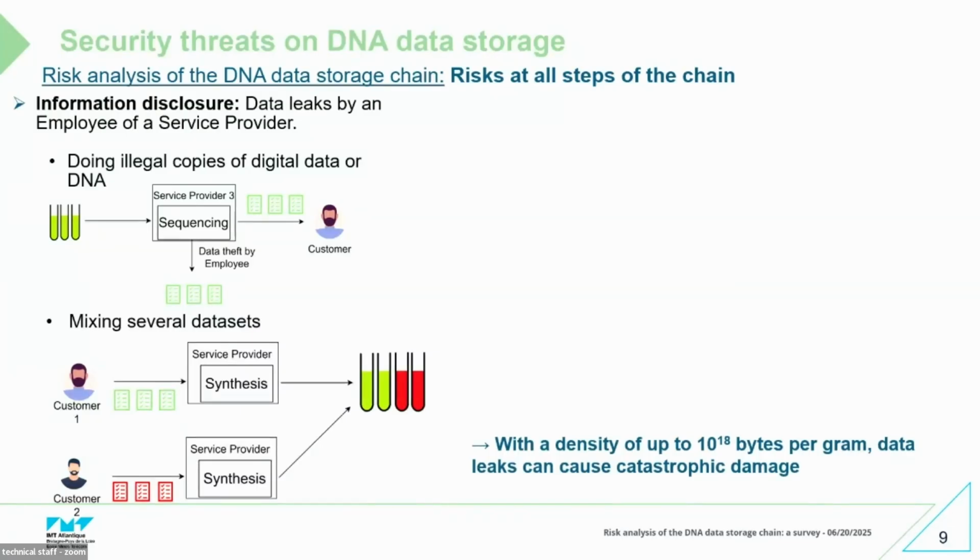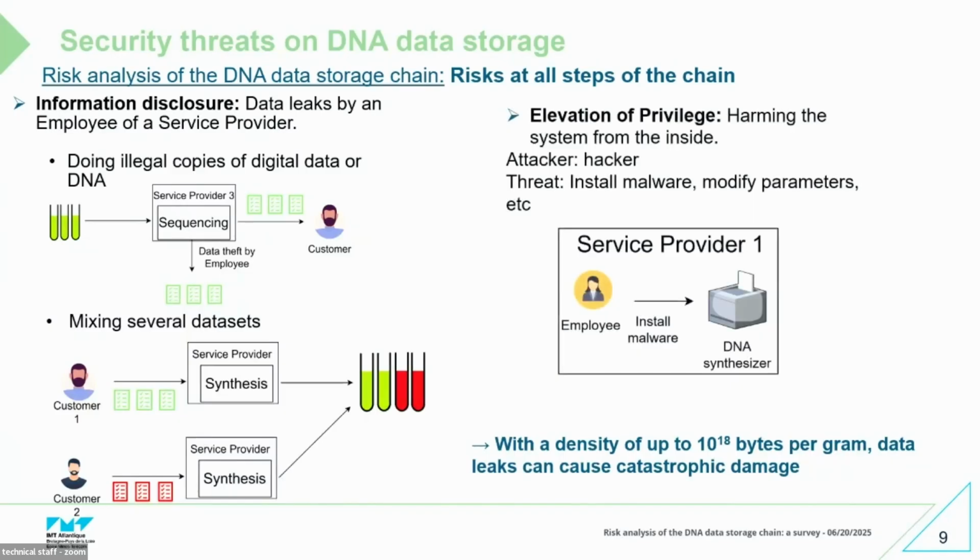Another type of threat that's present at all steps is the elevation of privilege. Indeed, an attacker, if he gets access to the inside of the system, for example, a hacker, can install some malware, modify encoding parameters, so it's a more general attack.